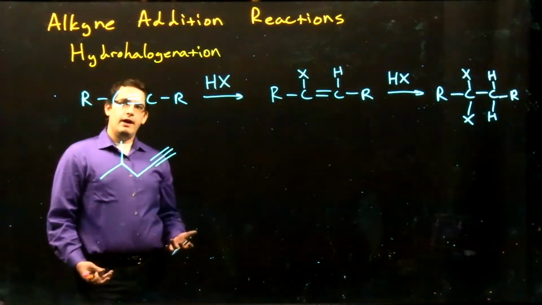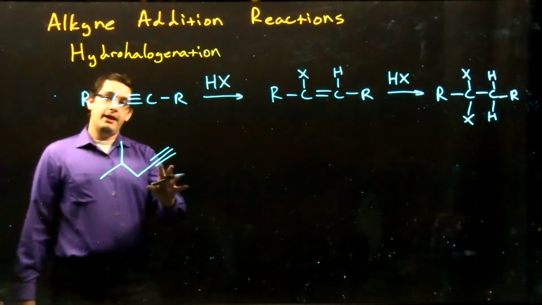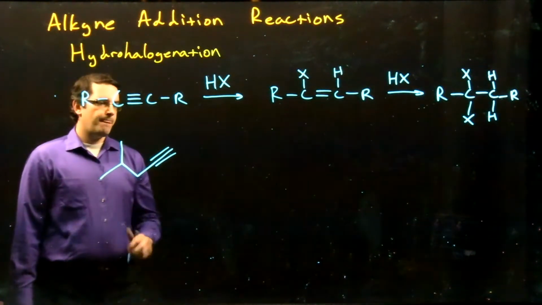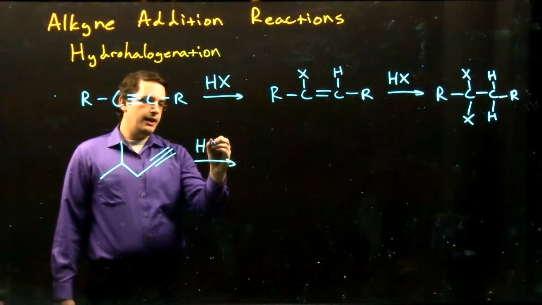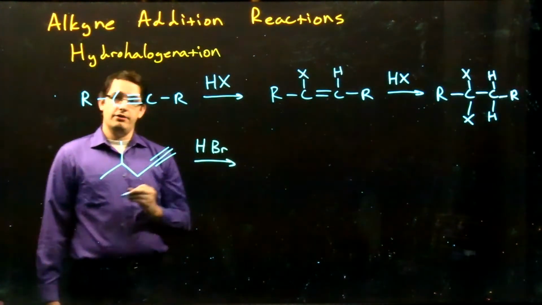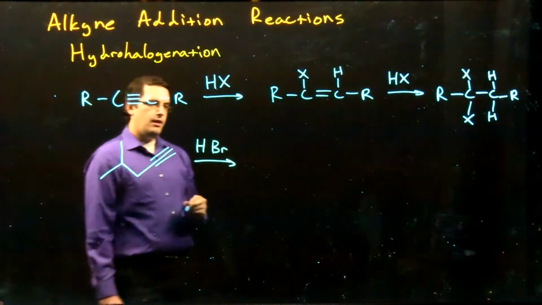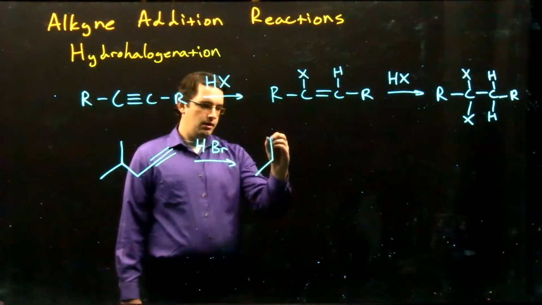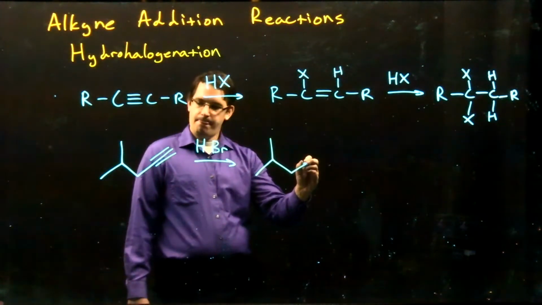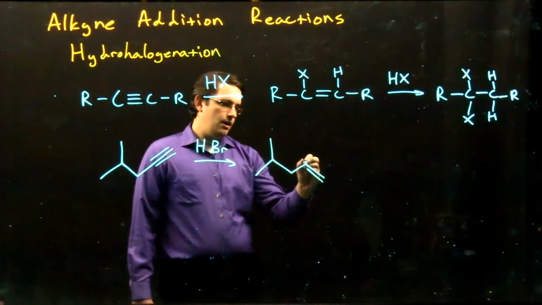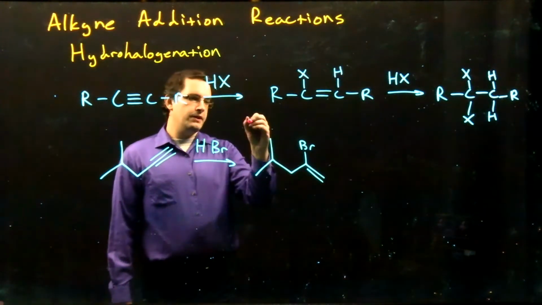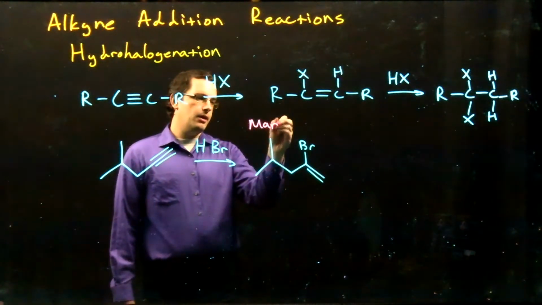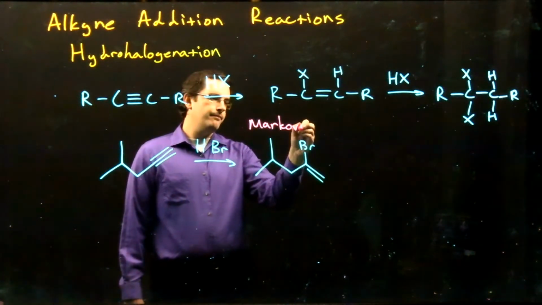So if we have an alkyne such as our 4-methylpentyne shown here, and we add on our hydrogen halide, we'll use hydrogen bromide in this case. So we add on our bromine. Notice our bromine is adding on at the more substituted position, right? We're still following Markovnikov's rule here.